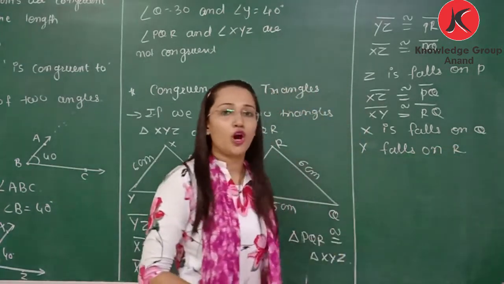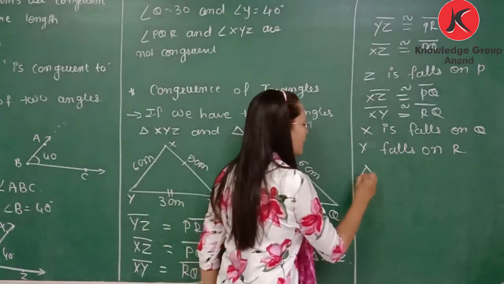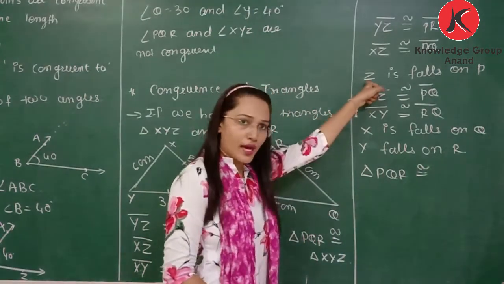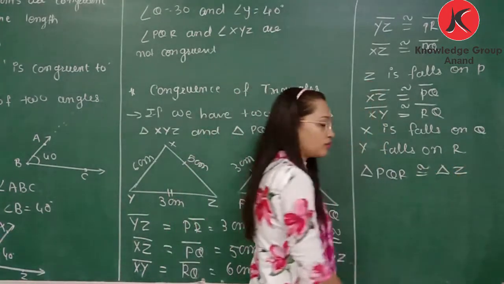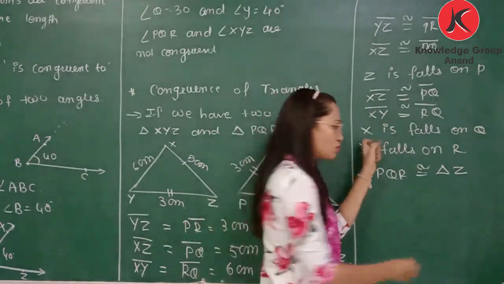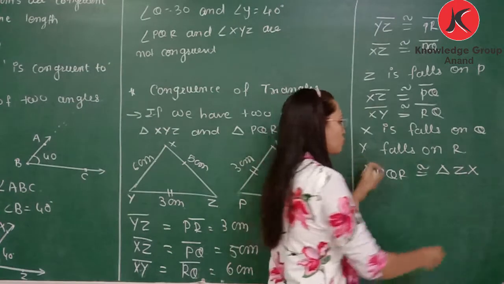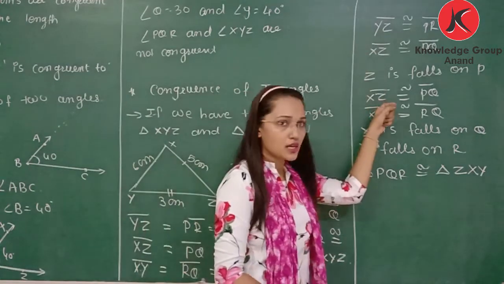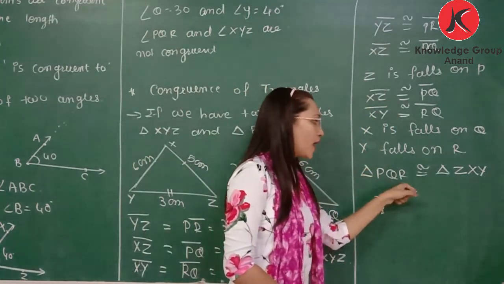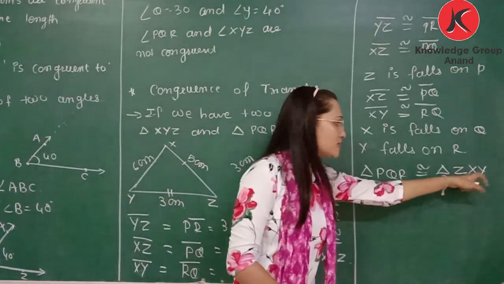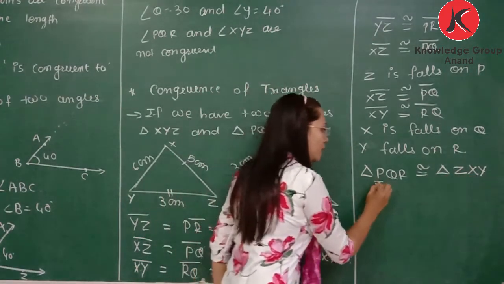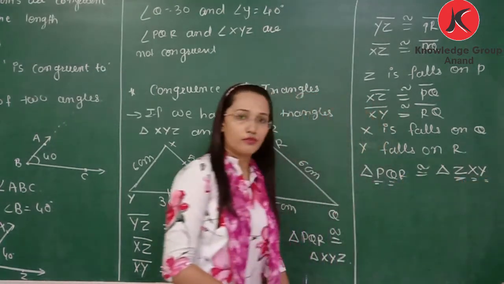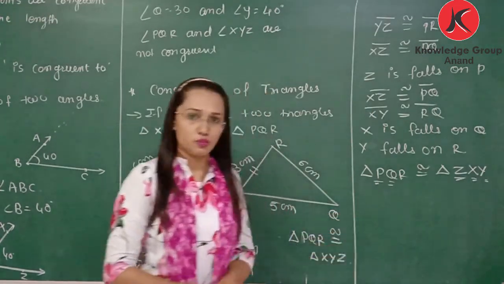So if we want to write the correspondence, then we can write triangle PQR corresponds. P corresponds to Z, so we need to write the first letter Z. Then Q corresponds to X, so we need to write X here, and R corresponds to Y, so that is Y. So if we want to write the correspondence of two triangles from the line segments, you can write triangle PQR corresponds to triangle ZXY. Why? Because P falls on Z, Q falls on X, and R falls on Y. Now here you need to write the correspondence.